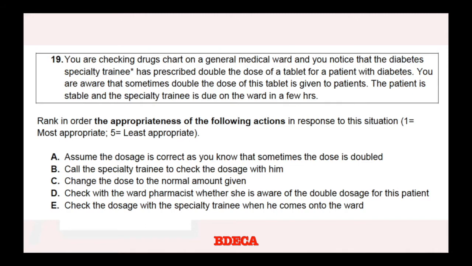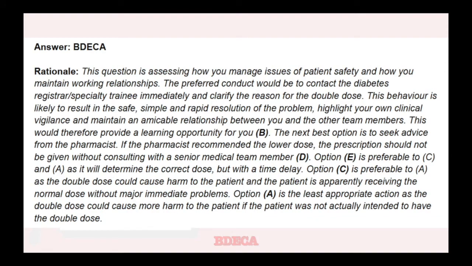A is assume the dosage is correct, as you know that sometimes the dose is doubled. This is not correct because if this were to be an error, this could lead to harm to the patient if a double dose was given. So you should never assume that and always confirm. Now, it is important in all of these options that each option needs to be seen independently, and then try to answer this question. So you can see the rationale here. You can pause this video and then we'll move on to the next question for rule number 14.